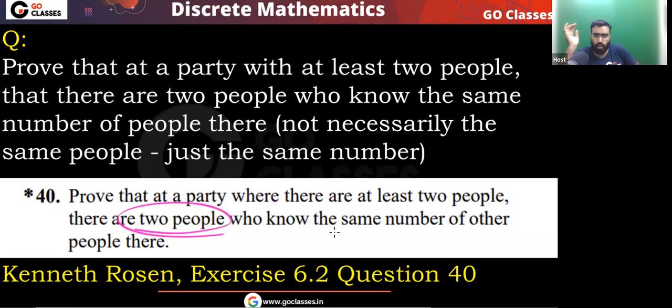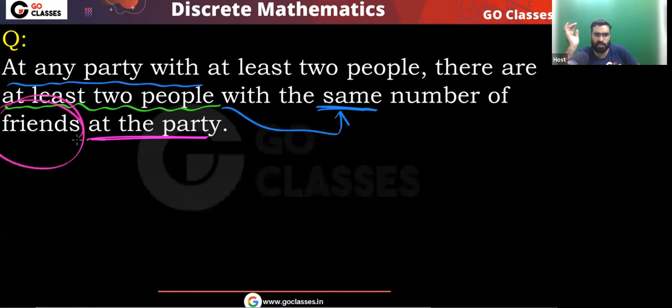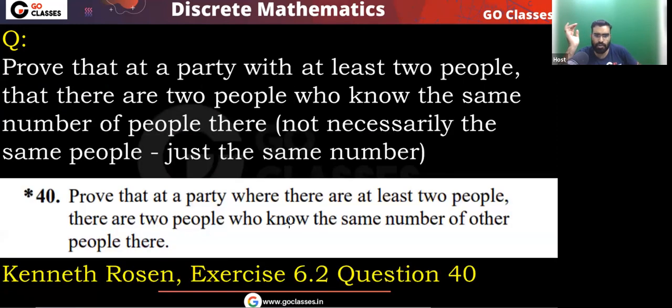There are two people who know the same number of people. Again, this is the same question as before. Here they are using the word friends, and here they are using the word know. So you can see there are at least two people who know the same number of people in this party. Very simple. Again, the same question in a different way.